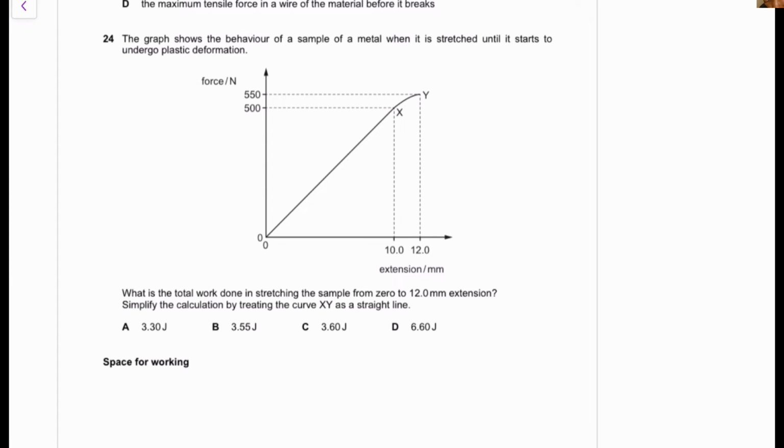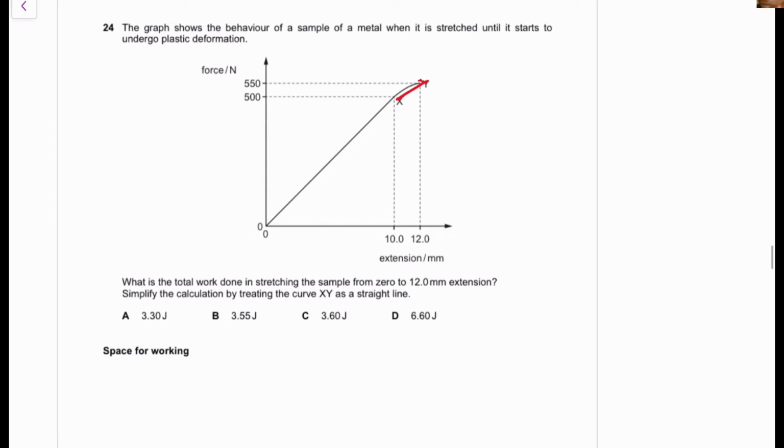The diagram shows the behavior of a sample of a metal when it is stretched until it starts to undergo plastic deformation. What is the total work done in stretching the sample from 0 to 12 millimeters in extension? Okay, so we've been asked to simplify the calculation by treating XY as a straight line. So moving from here to here, we're going to treat that curve as a straight line.